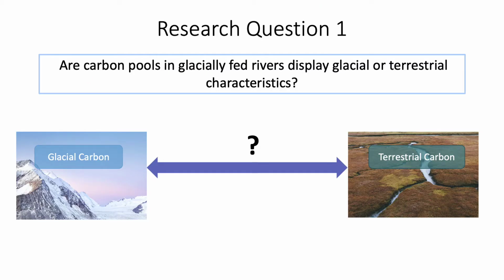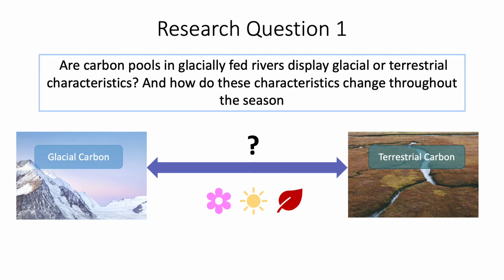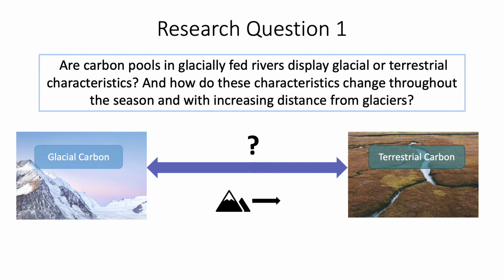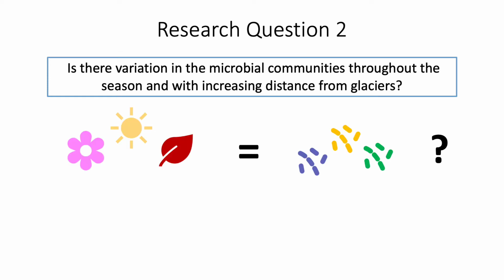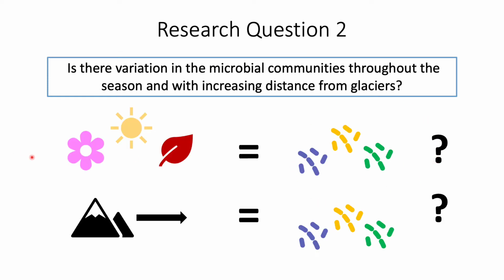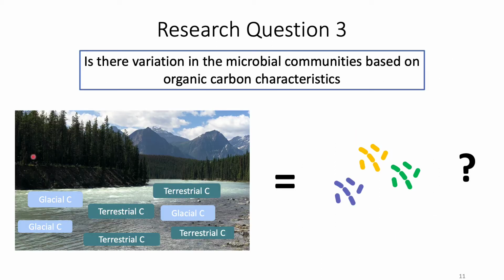This brings me to my first research question, which is to assess whether carbon pools in glacially fed rivers display more glacial or terrestrial carbon characteristics, and how this varies with season and with distance from glacier. Secondly, I wanted to investigate how the microbial communities varied with both season and with distance from glacier. And finally, I wanted to investigate whether the characteristics of the stream organic carbon pools led to variation in my microbial communities.